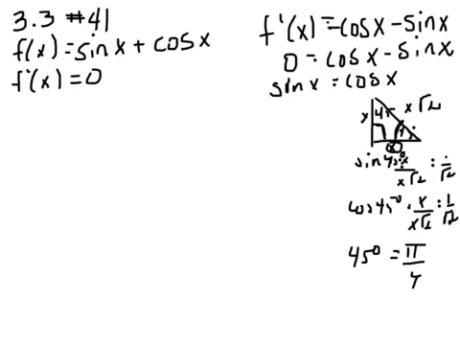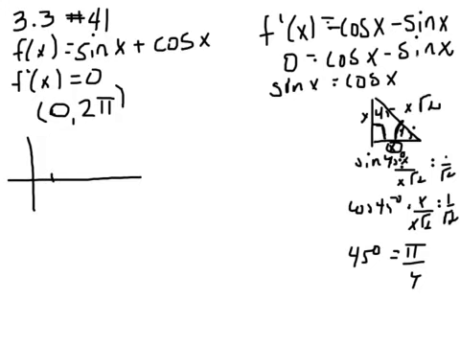Now if you look in the instructions, they ask us to do this for the interval 0 to 2 pi. So I don't have to do it everywhere. If I think about this, from 0 to 2 pi, we've got pi halves, and then you go to pi, and then you go to 3 halves pi, and then you go to 2 pi. Now, I'm going to have a 45-degree angle on the interval 0 to 2 pi.